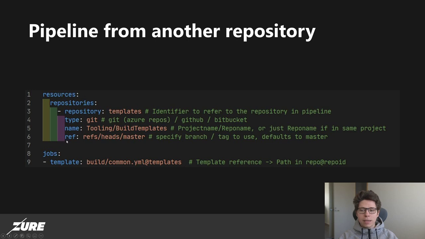And then we can also specify from which branch this template is taken. It's taken from master by default, but you can specify whatever you want here. Master is probably the one that you will be using in any case. Then in our jobs, we can just say that in build/common.yaml, in our templates repository specified here, there's a template that we need to run.